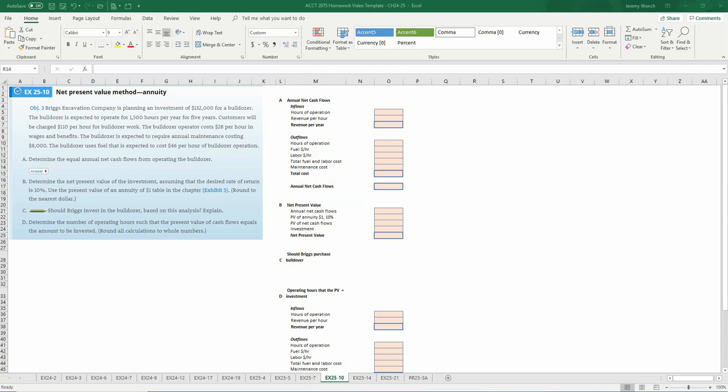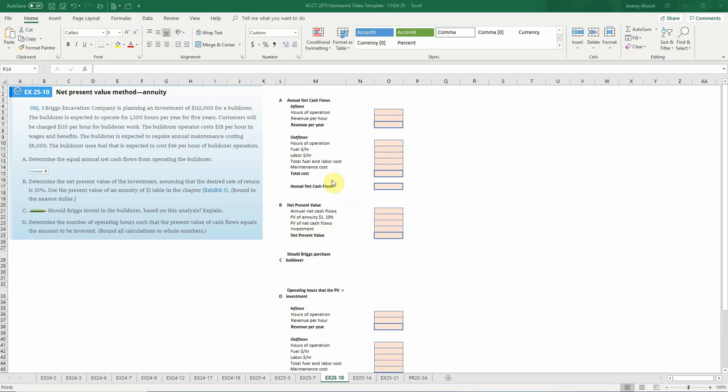expecting the bulldozer to operate 1,500 hours per year for 5 years. They're going to charge $110 per hour for the work, and the cost to operate it is going to be $28 per hour for the labor, maintenance cost of $8,000, and fuel of $46 per hour. And so it wants us to start off by determining the equal annual net cash flows from the bulldozer.